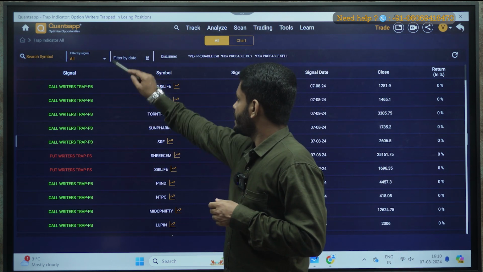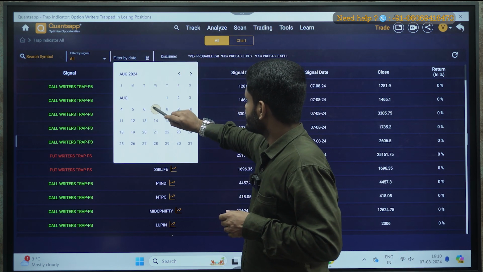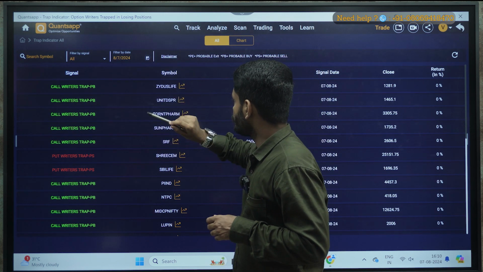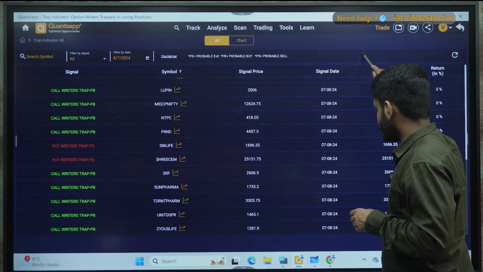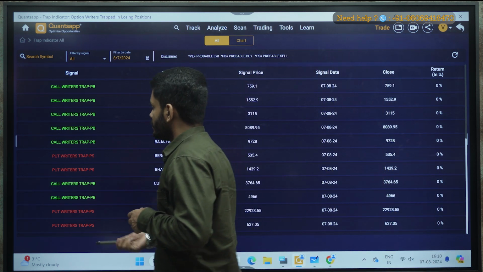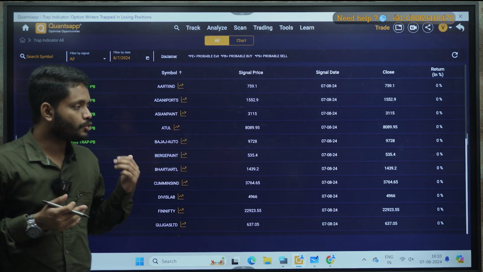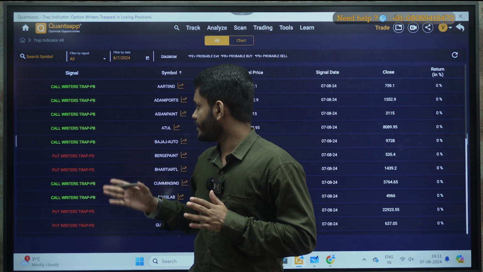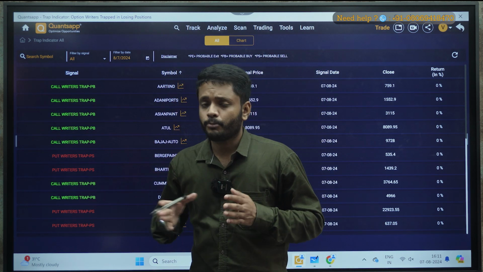Okay, so let me filter by date, say the 7th. So I'll be getting all the stocks, all of today's stocks I would say. These are the signals that were generated today, correct? Now what is this tool and how to use it? Here you will basically get two kinds of signals. One is call writers trap and another one is put writers trap.